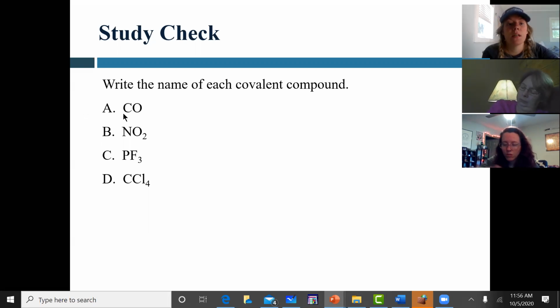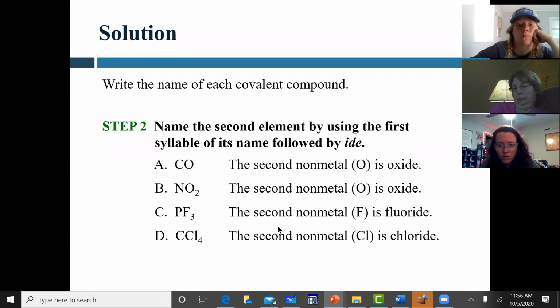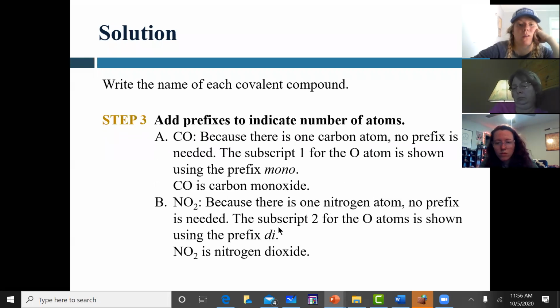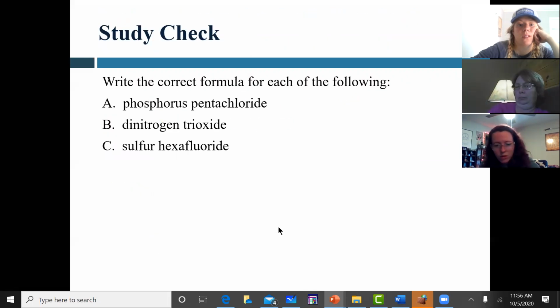Okay, so first one here, you've seen this before, carbon monoxide. Next one, nitrogen dioxide, phosphorus trifluoride, and carbon tetrachloride. So none of them have a prefix on the first thing. So yeah, we've already gone over this.